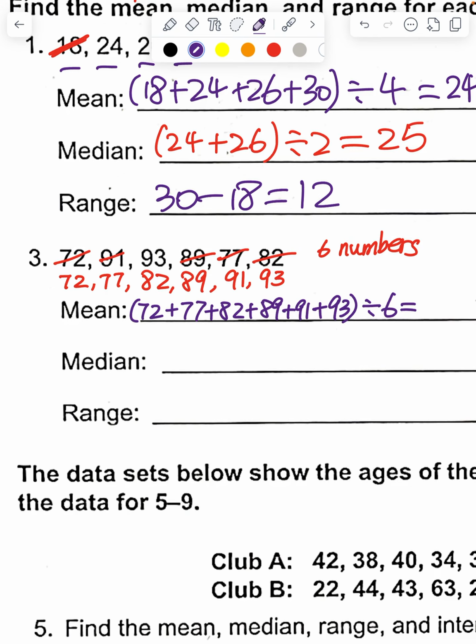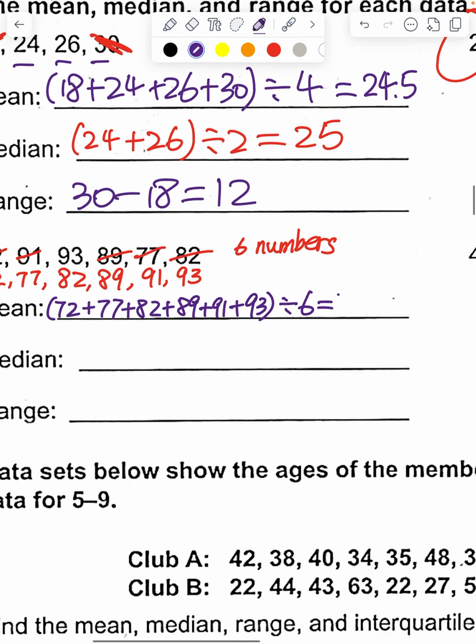So 72 plus 77 plus 82 plus 89 plus 91 plus 93, you need to hit the equal sign. This is equal to 504, and then divide by 6. I'm doing all this work using my calculator. Divide by 6 equal to 84. So the mean, the average for this data set, is 84.